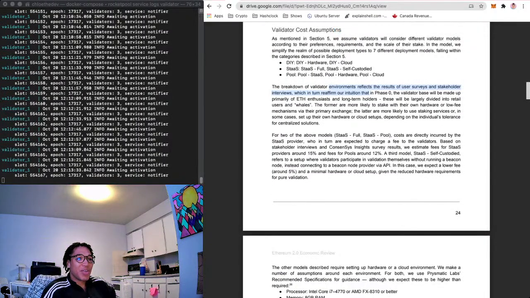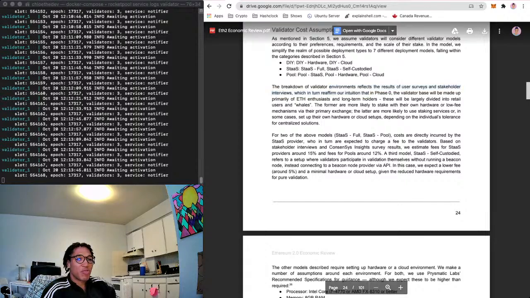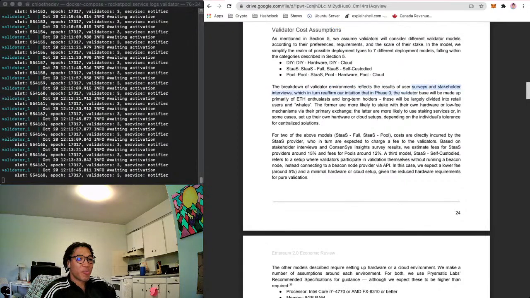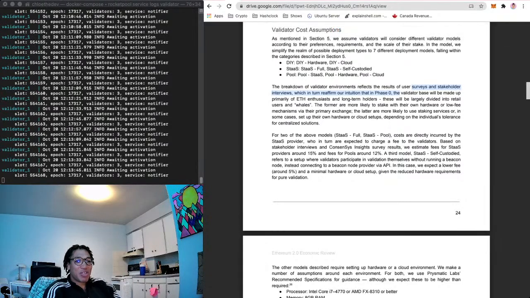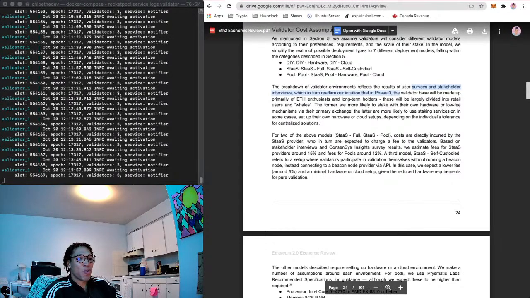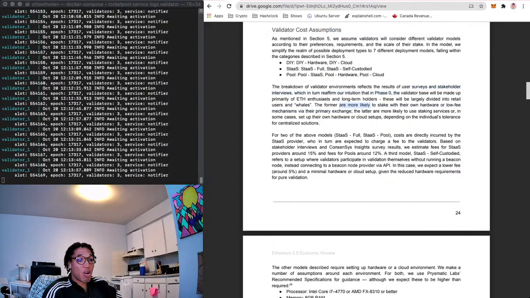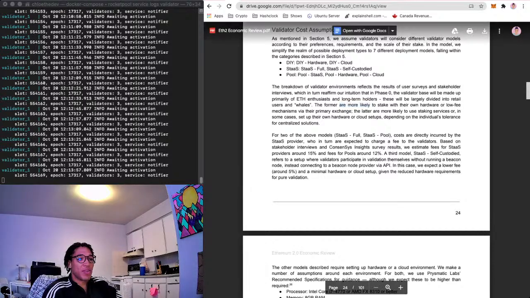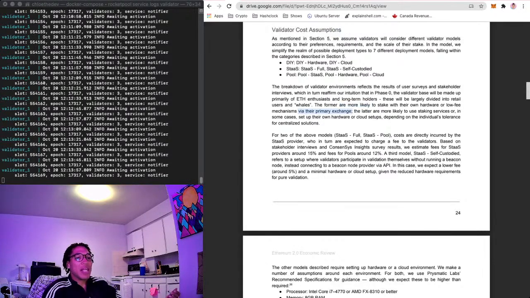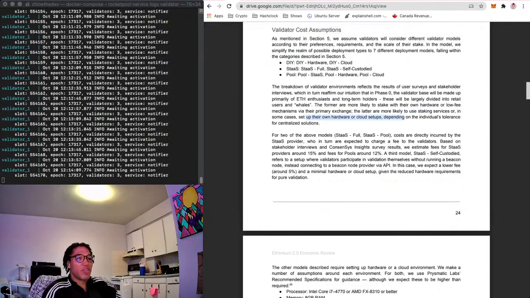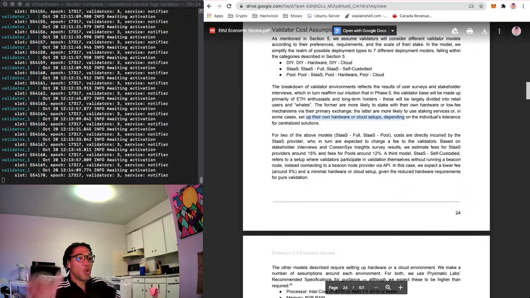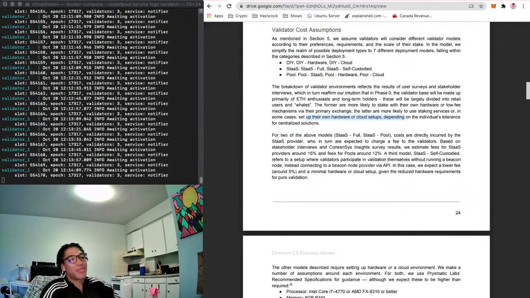The breakdown of validator environments reflects the results of user surveys and stakeholder interviews, which in turn reaffirm our intuition that in phase 0, the validator base will be made up of primarily ETH enthusiasts and long holders. Woohoo! These will be largely divided into retail users and whales. The former are more likely to stake with their own hardware or low-fee mechanisms via their primary exchange. The latter are more likely to use the staking services or in some cases have their own hardware or cloud setups, depending on the individual's tolerance for centralized solutions. No tolerance at all. Kind of.